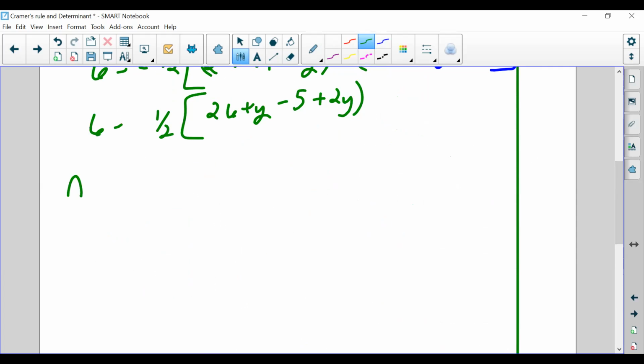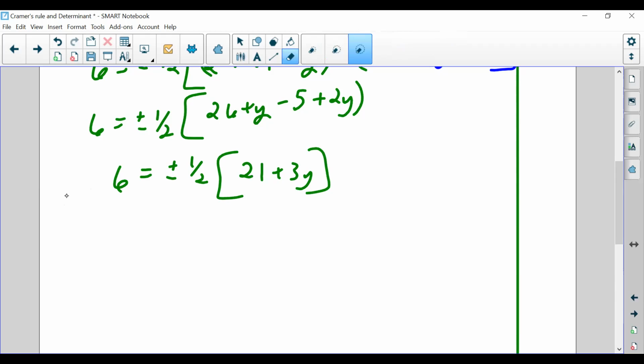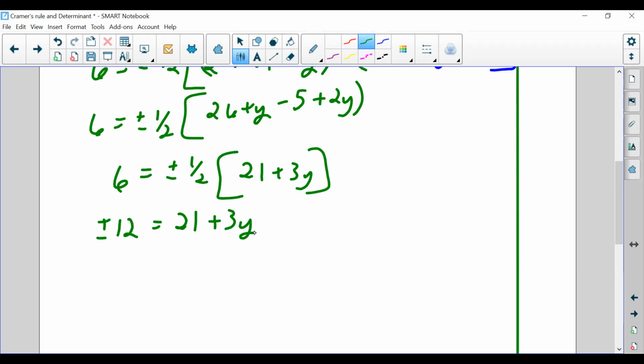So 6 is equal to plus or minus 1/2 times 21 plus 3y. Now, you can distribute that 1/2 if you want, but I find it easier at this point to divide by plus or minus 1/2, which is the same as multiplying by 2. So that becomes plus or minus 12 equals that 21 plus 3y. It's a little bit easier to solve this equation.